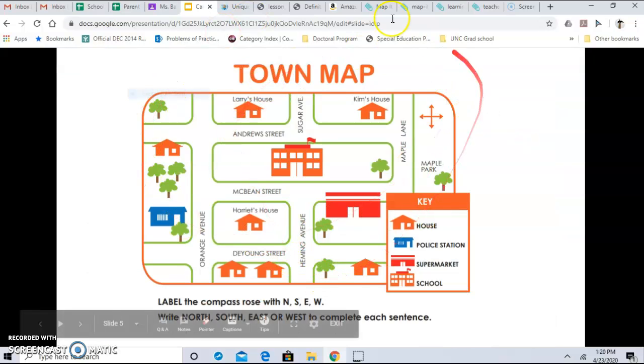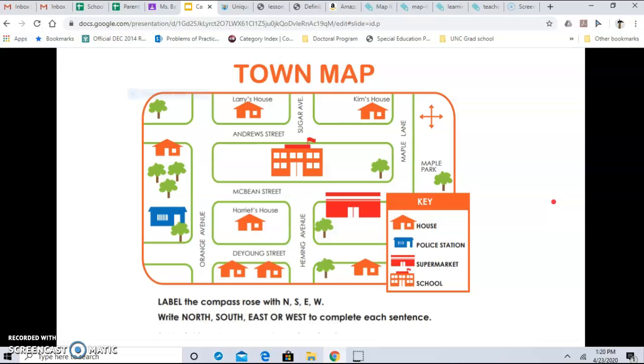All right, so let's look at this map here. Okay, so here I have a map of a town, and let me go over a few things on this map. So the first thing I have is a compass rose. Well, it's not labeled right now. If I were to label it, it would be north, south, east, and west. Okay.